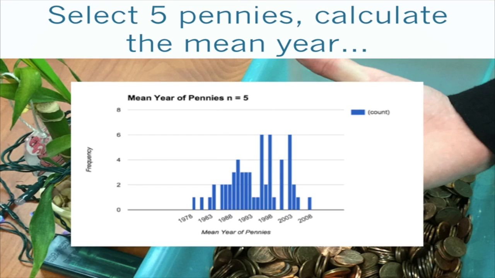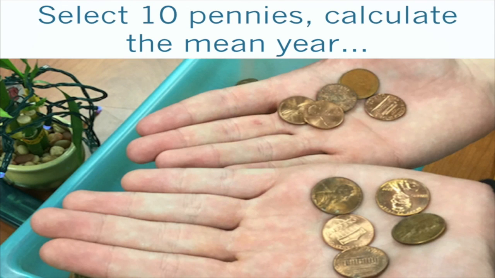In the first graph, we had pennies from 1962 to 2015, but this time with 5 pennies, their average will be less extreme, so the range of values for our students is from 1978 to 2008. Have a class take data again, but this time with a sample size of 10 pennies. Graph your data and calculate the mean and standard deviation for your distribution.